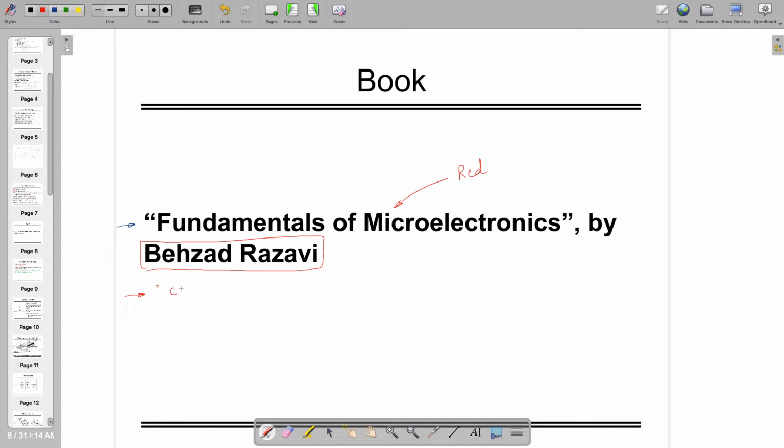However, there is one more book called CMOS Analog IC Design by the same author, Behzad Razavi. But this book is blue color. Sometimes I am going to use this, but it is an easier book than this one. It is written only for CMOS. There is nothing like BJT. So I am going to try to touch BJT and MOS together, but majorly we are going to talk about MOS.